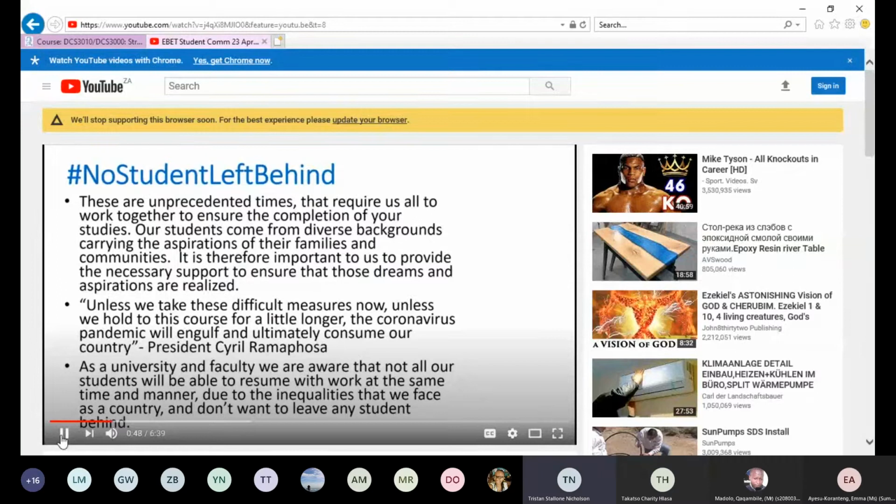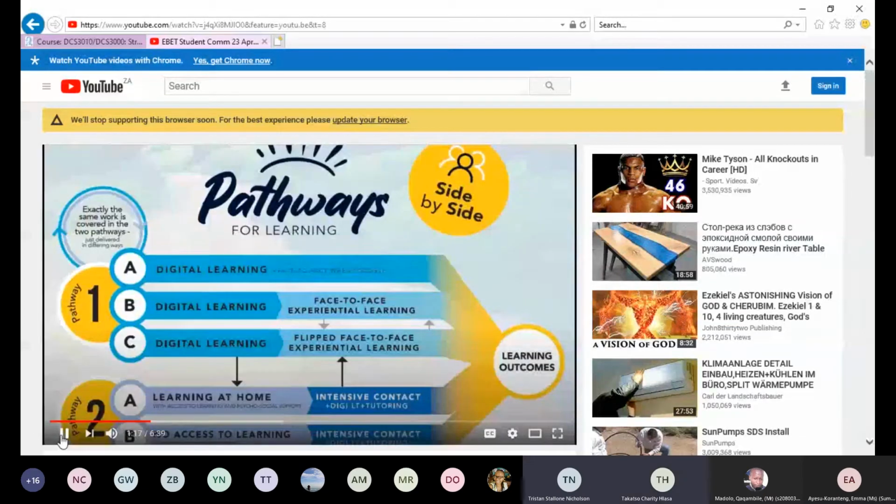As articulated, unless we take these difficult measures now, the corona pandemic will engulf and ultimately consume our country. As a university and faculty, we are acutely aware that not all our students will be able to resume work at the same time in the same manner due to the inequalities we face as a country, and we don't want to leave any student behind. To make this a reality, there will be 2 learning pathways. The aim of having 2 pathways is to provide all students with an opportunity to finish the first semester and the 2020 academic year.